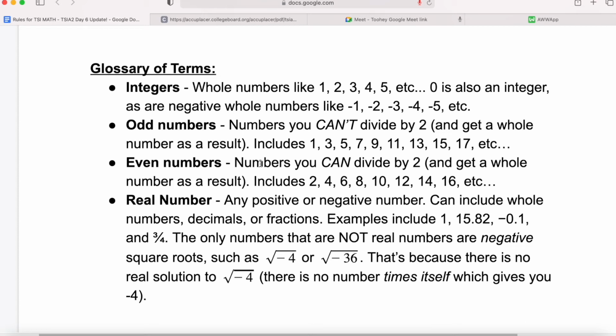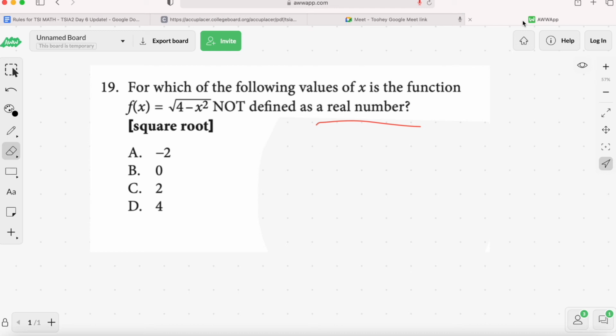The only numbers that are not real numbers are negative square roots, such as square root of negative 4 or square root of negative 36. That's because there is no real solution to the square root of negative 4. There is no number times itself which gives you negative 4. Yeah. I want to go back to the whiteboard real quick. Let me explain this. I want you to really understand why that's the case.